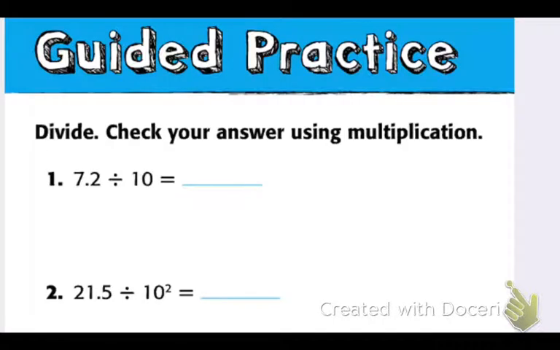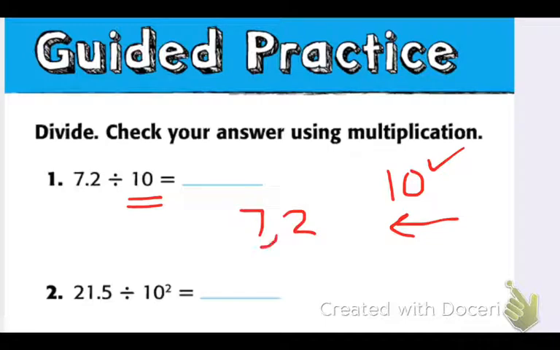All right, guided practice. Divide. Check your answer using multiplication. Well, step 1, determine the power of 10. Well, the power of 10 is 10, and there's 1 zero on 10. So step 2, I'm going to move to the left 1 place value. So 1 place value would put that decimal in front of the 7. I know it's reasonable because my answer did get 1/10 the size, or 10 times smaller by dividing.